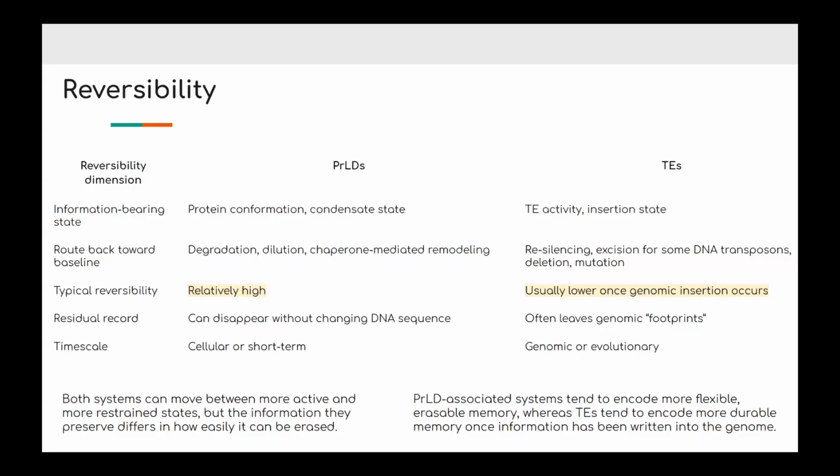So the important distinction is not whether it's active or inactive, dormant or not. It's how easy it is to erase the information that was created. So this is why I think the two systems represent a complementary type relationship, where one tends to be more flexible while the other can create a more durable genomic record.